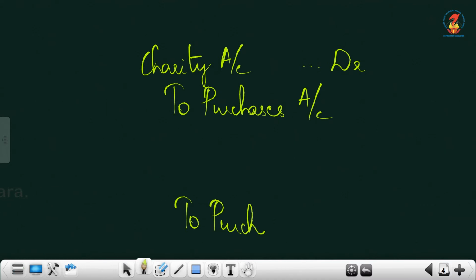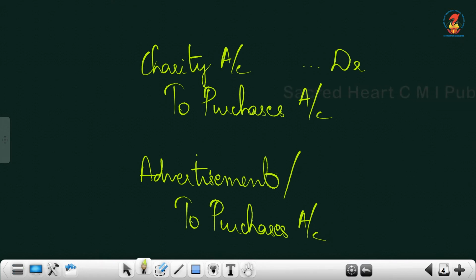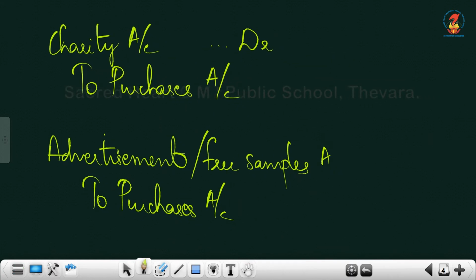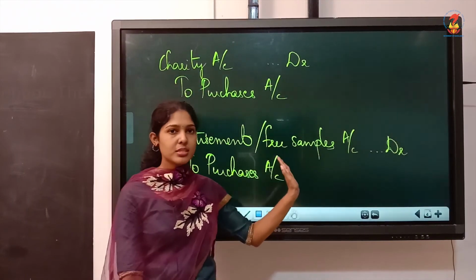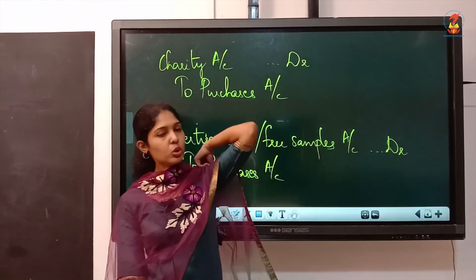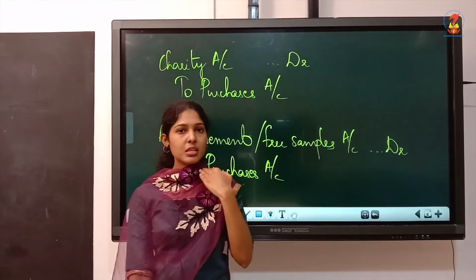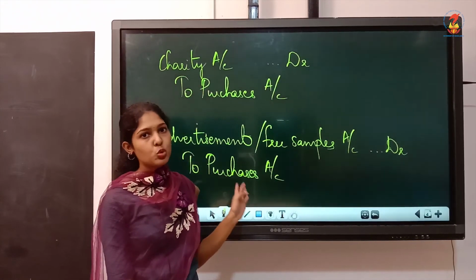So what you have to credit is purchases. So write purchases account. And what will you debit? It is the advertisement account you have to debit, because this is part of advertisement, or even if you write free samples account, that is correct. Better you use the term advertisement because free samples are given as part of advertisement. Or else, if you don't remember that, just write free samples account debtor to what is moving out. It is not the cash, it is the goods moving out. So you must credit purchases.